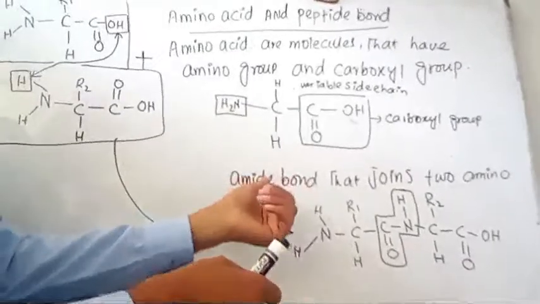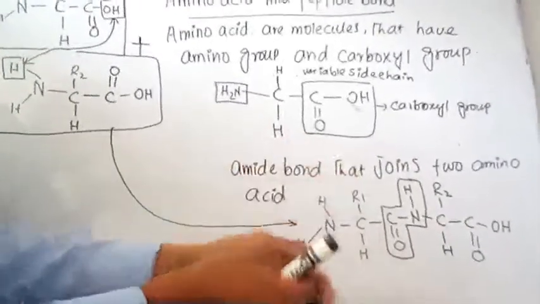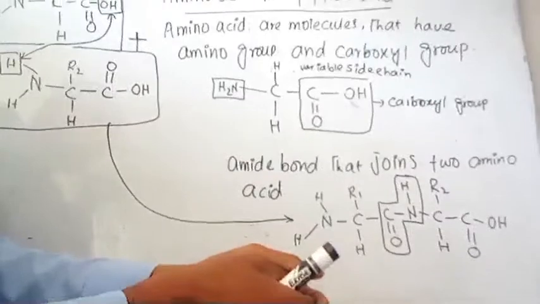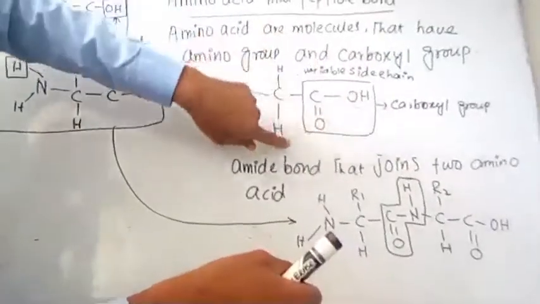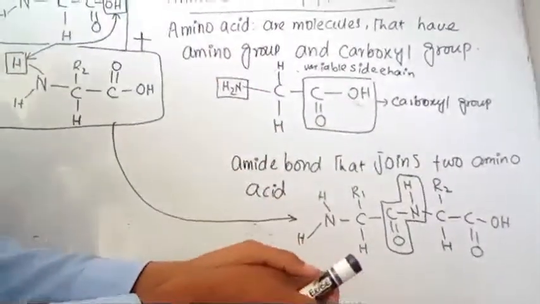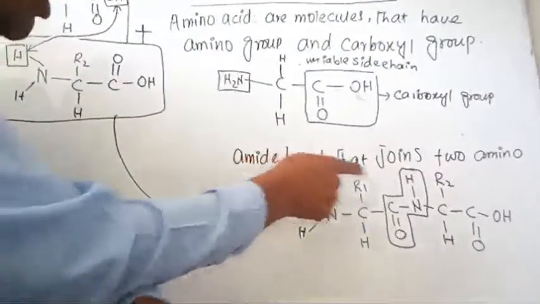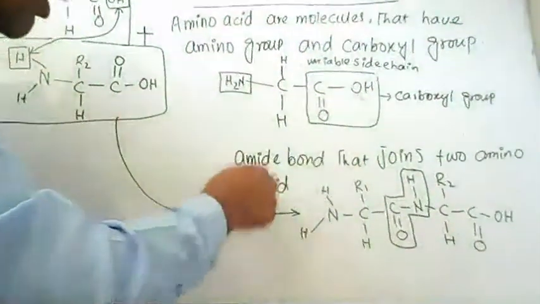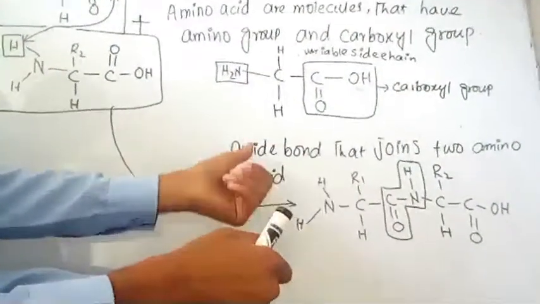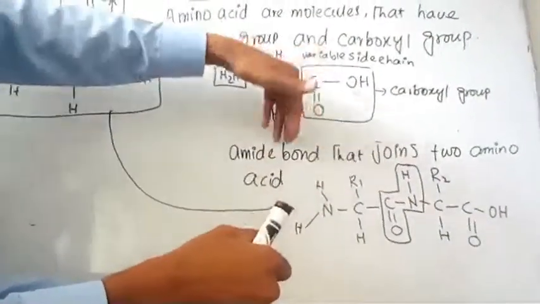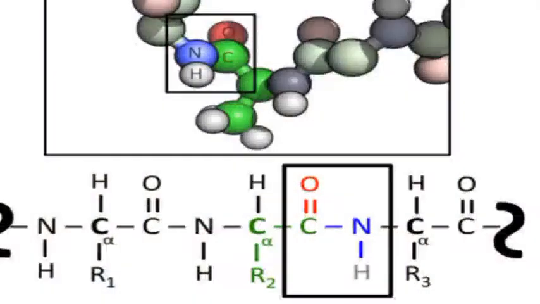As we know, amino acids combine to form protein. This time we are going to learn about the bond between two amino acids. The bond which joins two amino acids is known as the peptide bond. So the peptide bond is the bond that joins two amino acids.